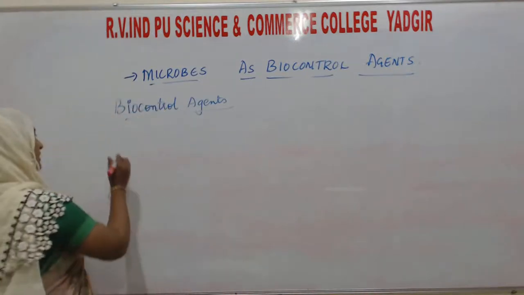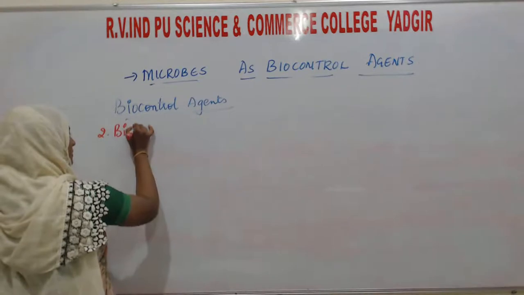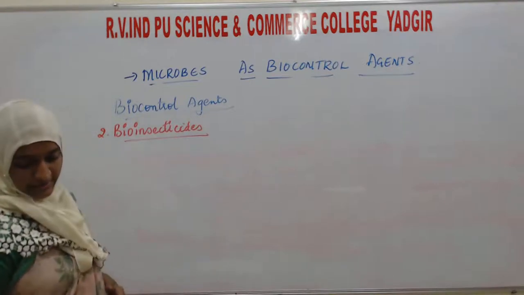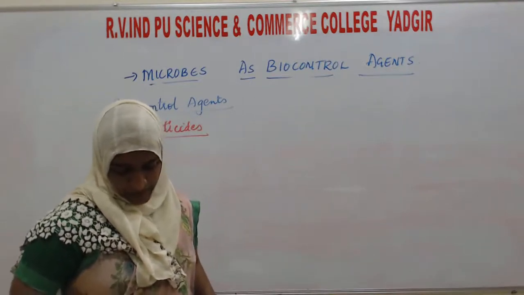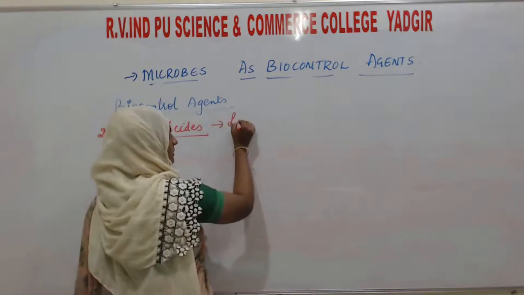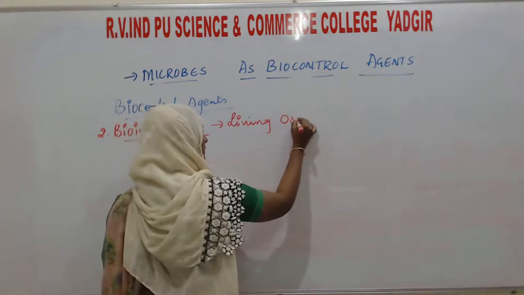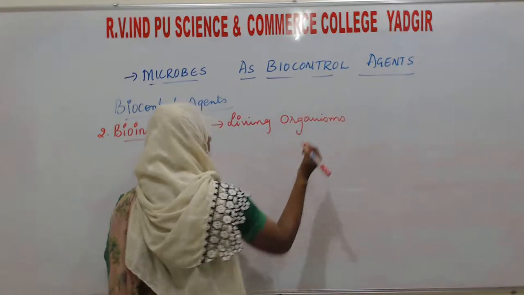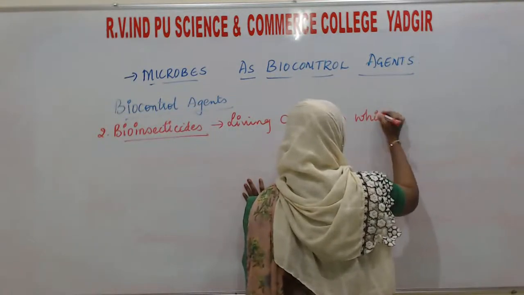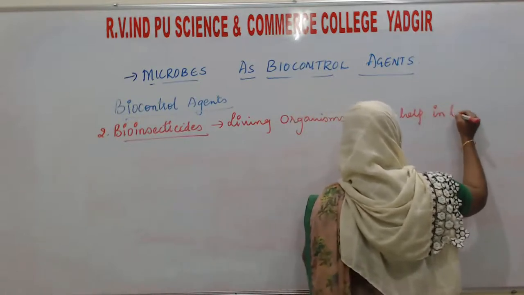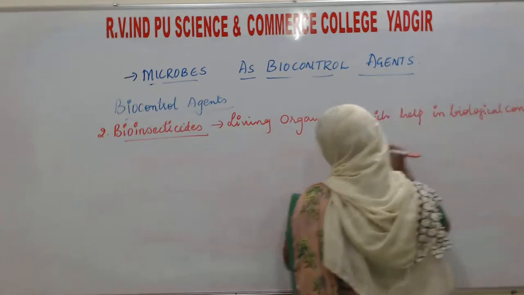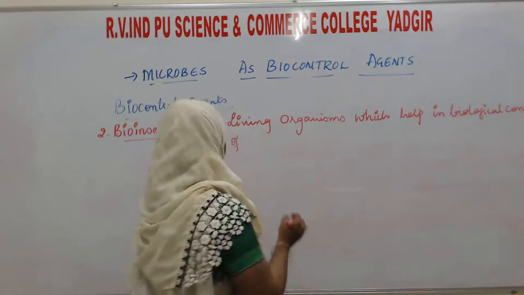Next, the second one, bioinsecticides. Bioinsecticides are living organisms which help in the biological control of insect pests.